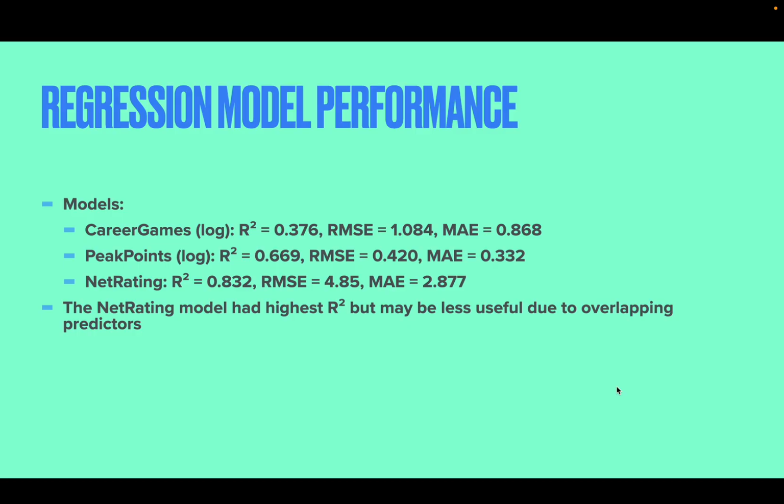So model performance. The three models: career games, peak points, and net rating. You can see here R squared ranges between about 38 to 83%. The net rating model had the highest R squared, but is probably less useful due to overlapping. I think the best model is actually peak points.